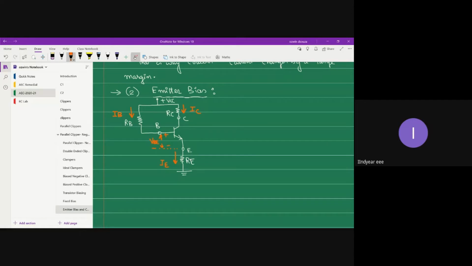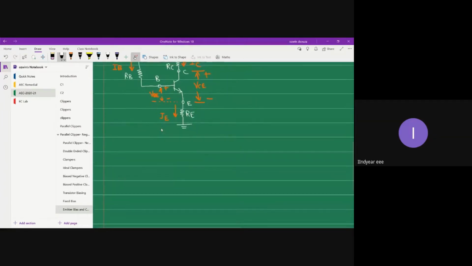Between base and emitter, the transistor terminal voltage is taken as VBE. Similarly, on the output side, between collector and emitter terminal, the transistor terminal voltage is taken as VCE. Collector is at higher potential compared to emitter, hence upper side positive and lower side negative. So that is your emitter bias circuit.